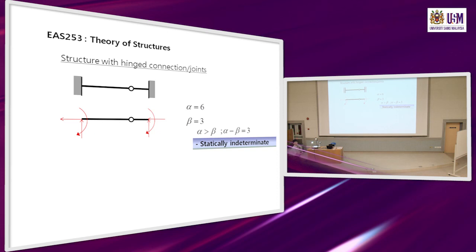This is the same thing as this, but there is a pin here. So here we make conclusions. How many alpha? 6. 1, 2, 3, 4, 5, 6. Beta, the number of equilibrium equations for this whole thing, there is only 3. So you make the conclusion, this is statically indeterminate. The degree of statical indeterminacy is equal to 3.